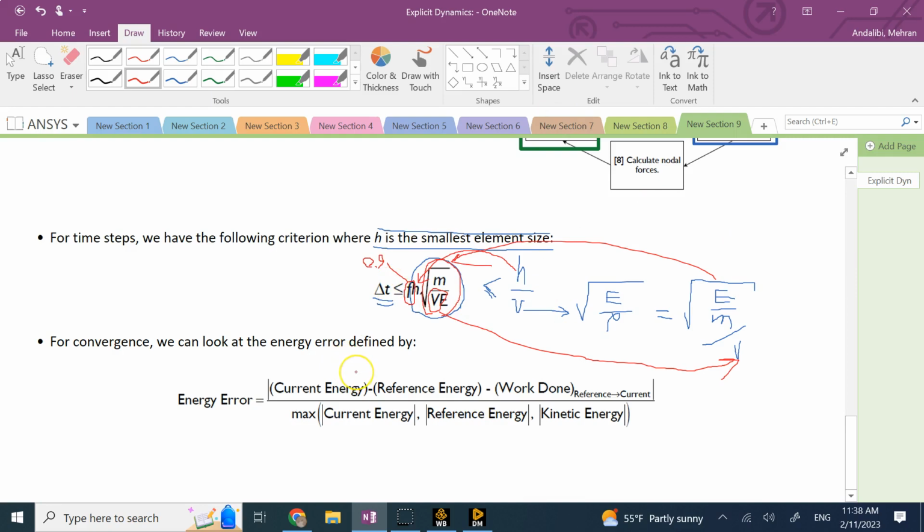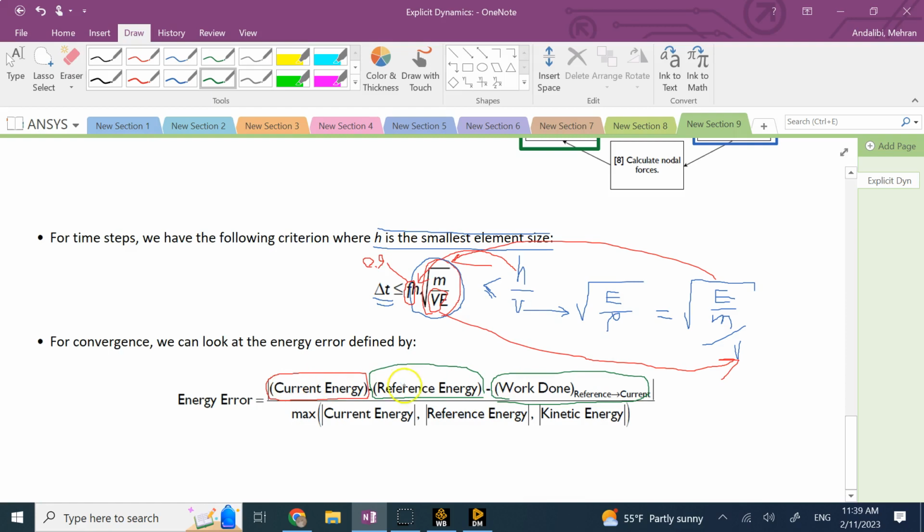And when do you know that you have converged? Here we use energy error. We calculate the current energy of the system and we subtract it from what the energy should be, which is basically what we started with and the amount of work that was done on the system. So the sum of these two green entities should be the approximation of the current energy. This is the current energy that you can exactly calculate.